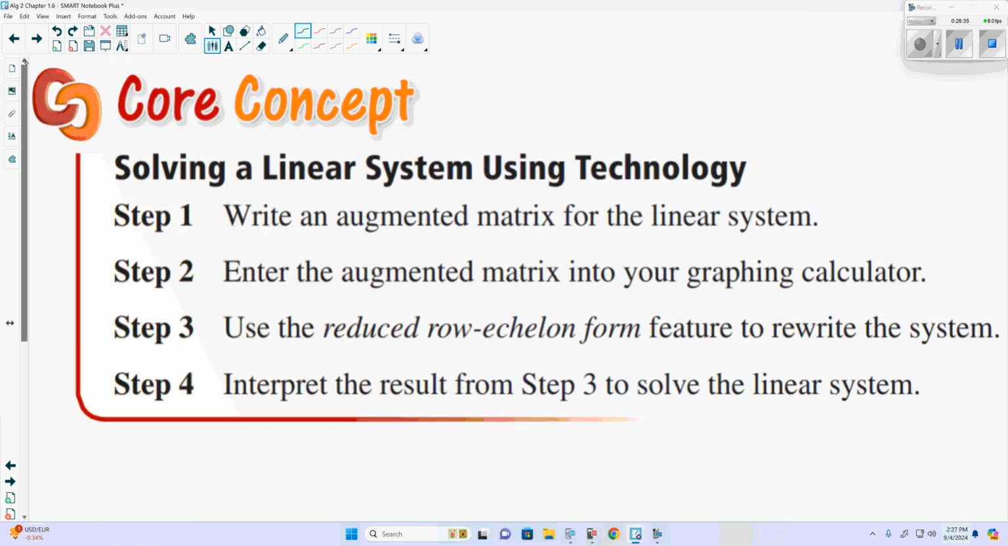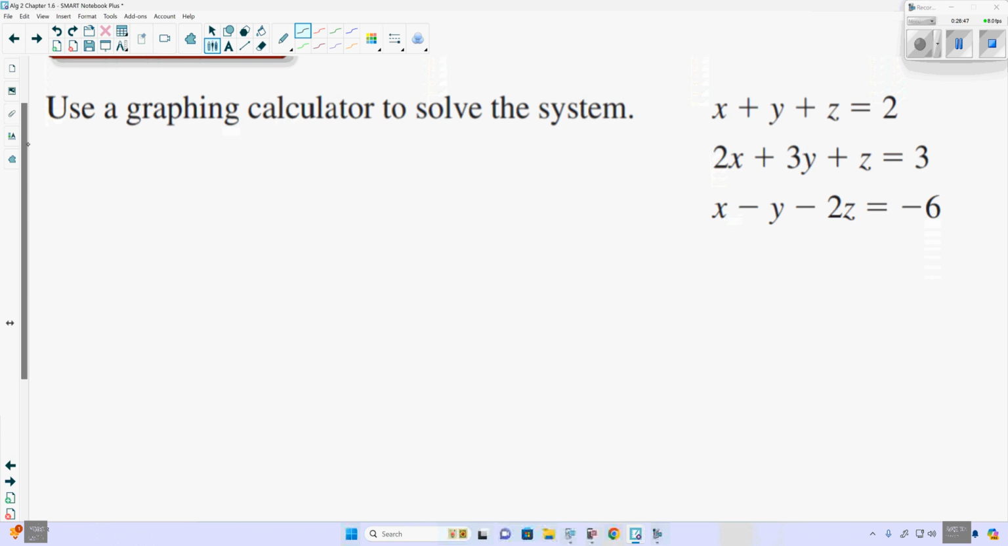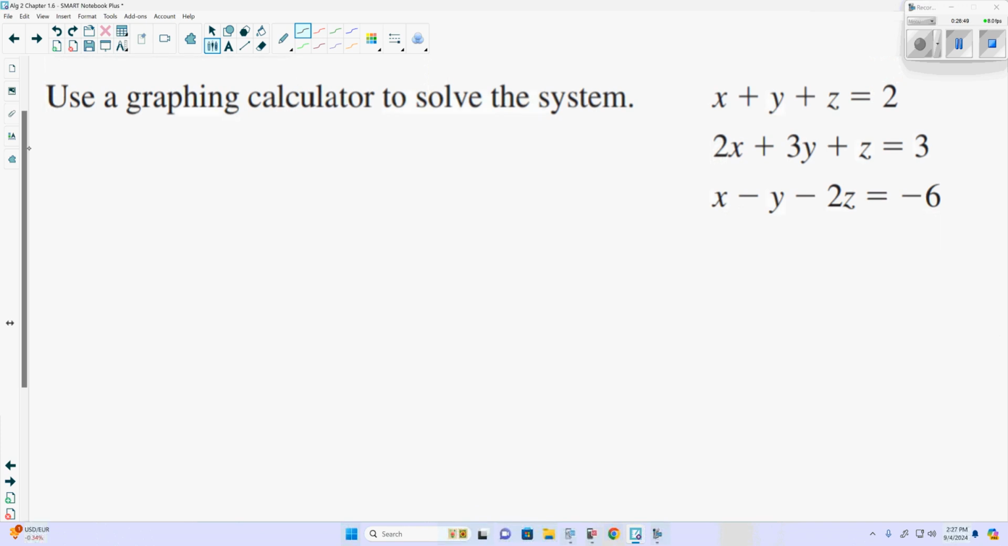So, 4 steps. 1, write the augmented matrix. 2, input it into the graphing calculator. 3, use reduced row echelon form. 4, interpret the results. So, this here is a part of that one. We have the matrix. It is an XYZ form. So let's write the augmented matrix.